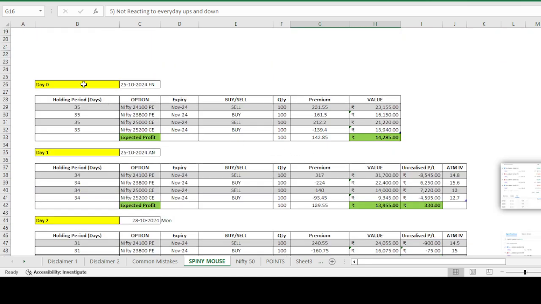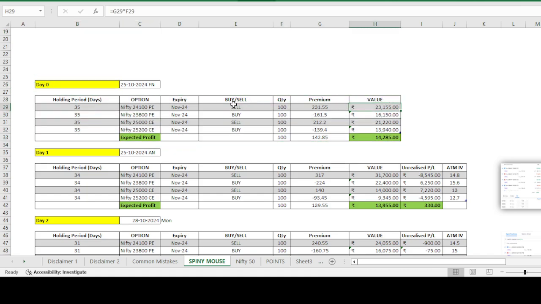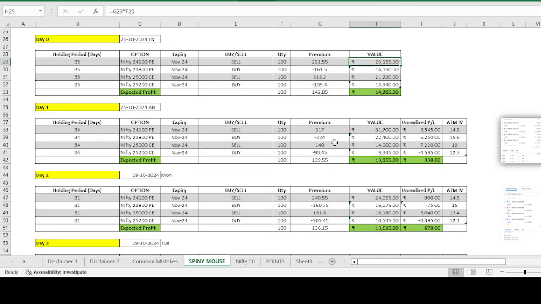Day 0, this is 25th October, and we started like that. This is the first setup, just a simple strategy. In the morning and in the evening, I noted down the end of the day, and we got around 330 rupees as time decay.